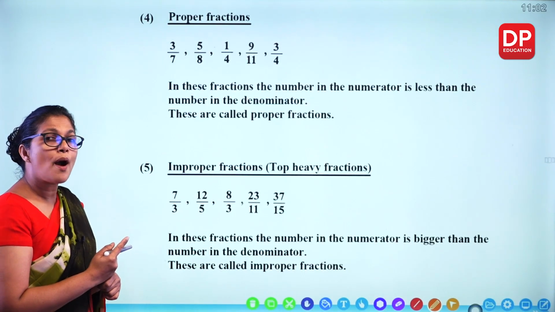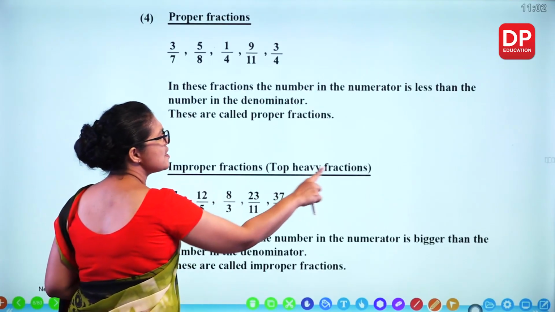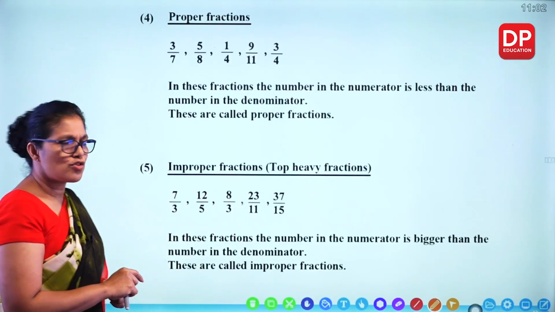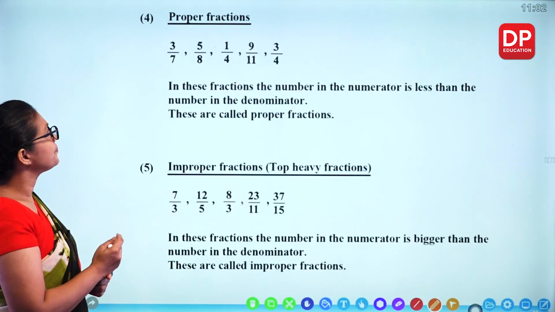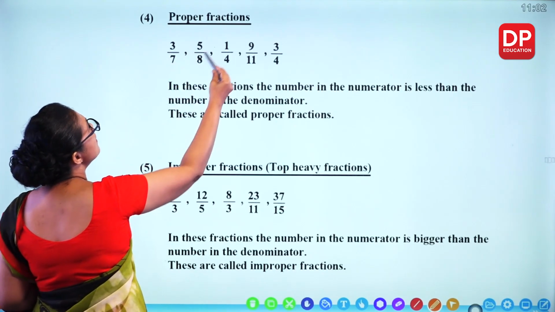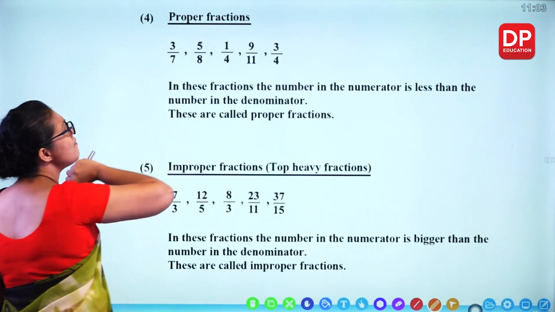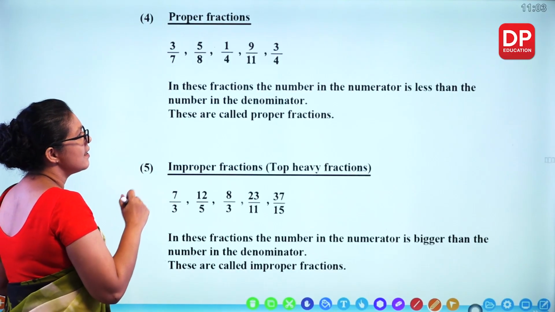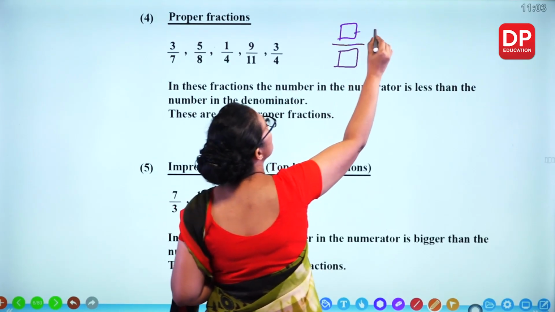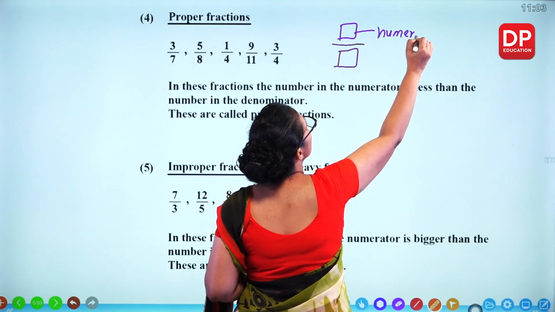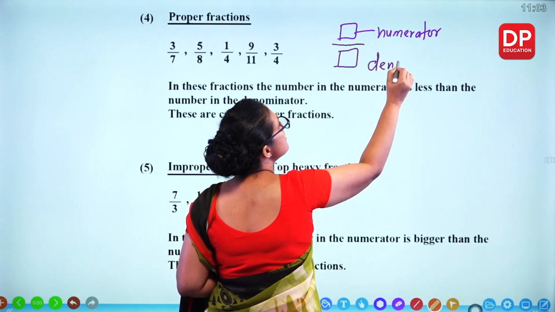Now you need to know what are proper fractions and improper fractions. Sometimes in books you will see top-heavy fractions also, but mainly we use improper and proper fractions. What are those? Look at the values. Now when you take a fraction, what's the number above the line? Numerator. What's the number below the line? That's called the denominator.